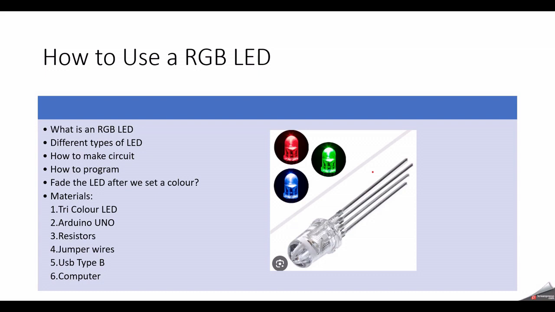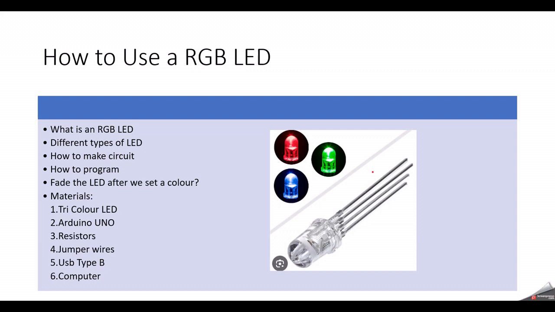Hello everyone, my name is Aditya, and in this video we'll try to see how to use an RGB LED. So we'll learn what an RGB LED is, and what the different types of LEDs available are, and we'll also try to make a circuit out of this RGB LED, and program it to show different colors, and then at last we'll try to fade the LED once we set the predefined color.